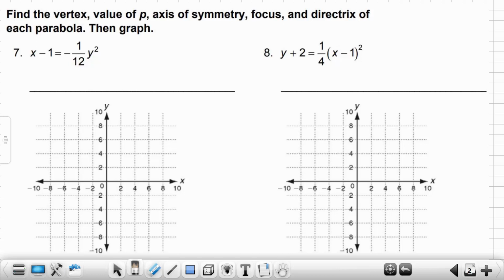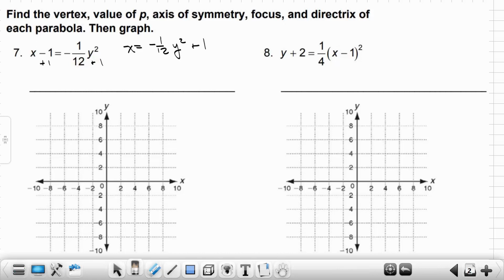So they have this here. Let's go ahead and add 1 to both sides. We have x equals negative 1/12 y squared plus 1. We have to compare this to our chart. We are going to compare this to our chart until we get used to it.